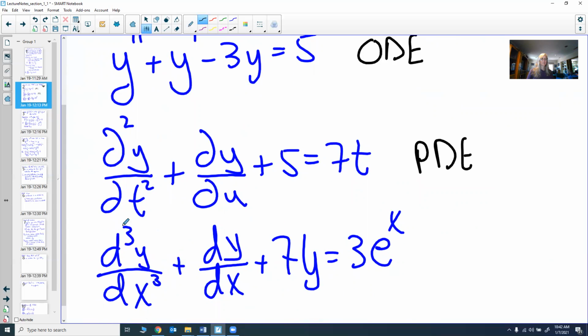So this one is the third derivative of y with respect to x plus the derivative of y with respect to x plus 7y is equal to 3e to the x. Again, noticing here we only have one independent variable, just x. So this is an ODE.